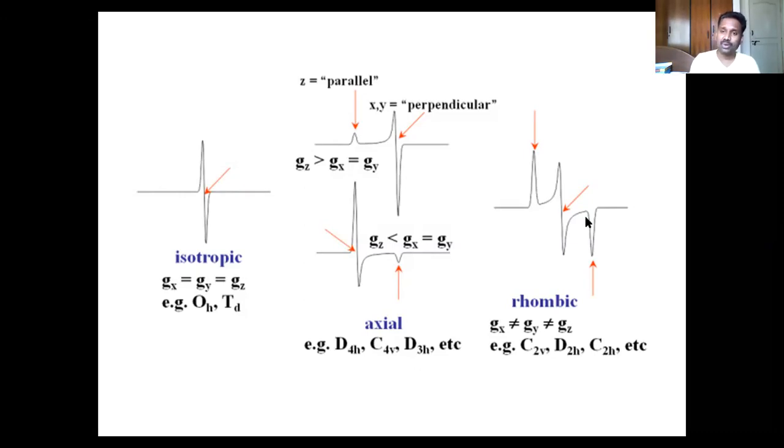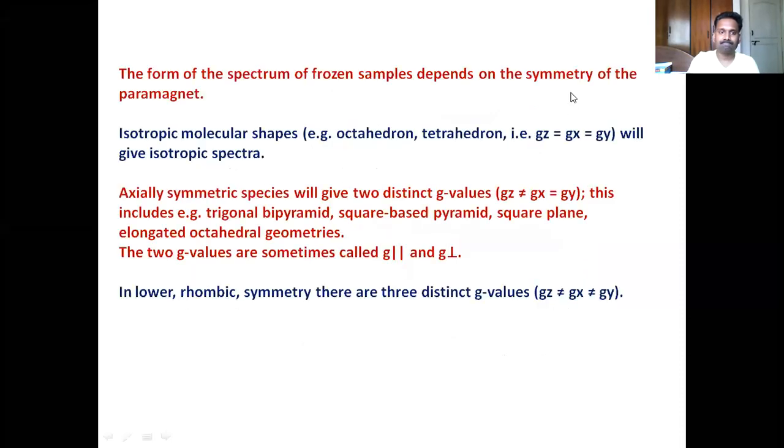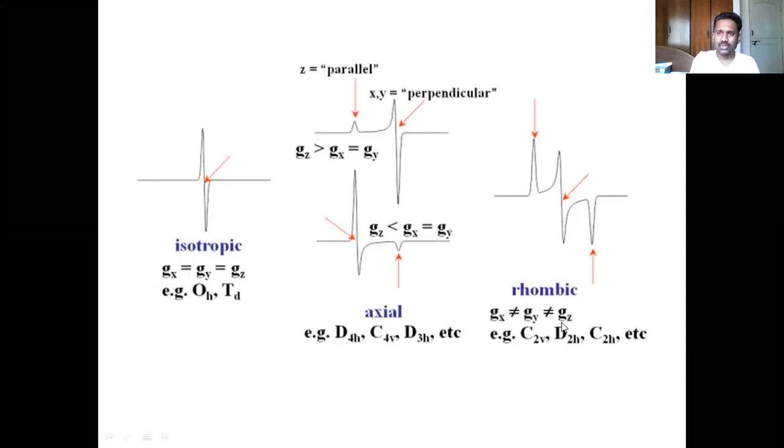You can have three g values also sometimes. And when is that the case? Gx, Gy, Gz, all three have to be unequal. An example of such a shape is this rhombic symmetry, where Gz, Gx, and Gy are unequal. All three are unequal. And you have some point groups corresponding to these symmetries: C2v, D2h, and C2h.